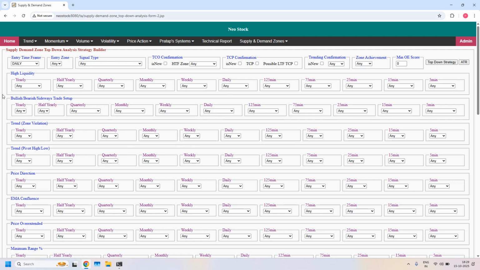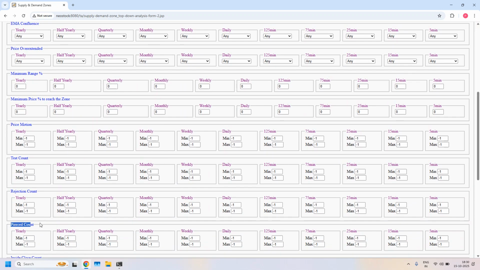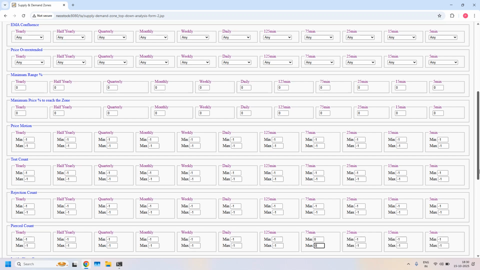First, weekly income trade sideways long trade setup, entry time frame 75 minutes, entry zone demand zone, bullish, bearish or sideways at 75 minutes, selecting sideways long, zone achievement violated, opposing zone, minimum odd enhancers score 11 for sideways, and third filter: 75 minutes demand zone should not be pierced. So in the pierced count parameter at 75 minutes time frame, I am setting minimum value 0, maximum value 0. That means pierced count is 0. Pierced count 0 means zone is not pierced.